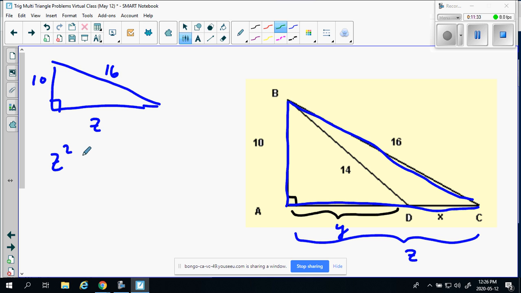So Z squared plus 10 squared is equal to 16 squared. So then you have to isolate for Z. So we're going to take 16 squared minus 10 squared, and then we're going to square root it. You guys should be able to do that with your eyes closed. So Z I'm getting is 12.48. Actually 4900.